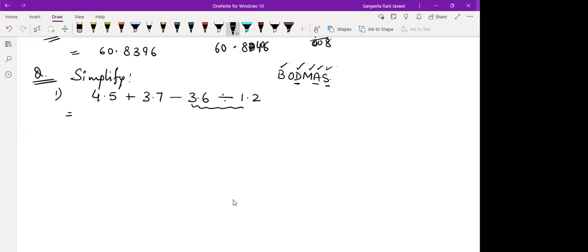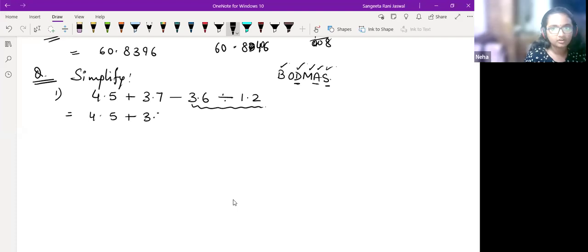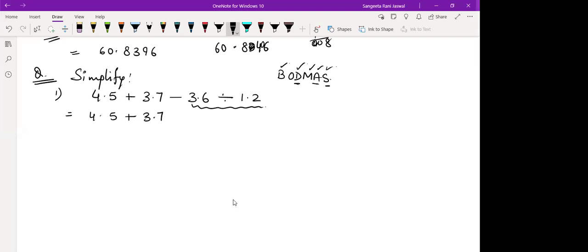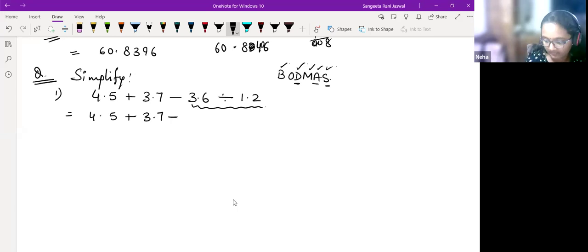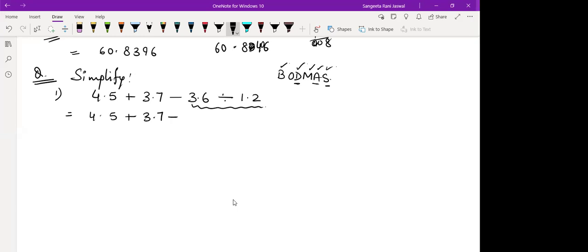Add these, divide these two numbers first. Ma'am, I got the answer. Okay, I'll show you this one first. When you divide 3.6 by 1.2, what do you get? 3.6 by 1.2, twelve threes is 36, is it? So it is 3.6 by 1.2.